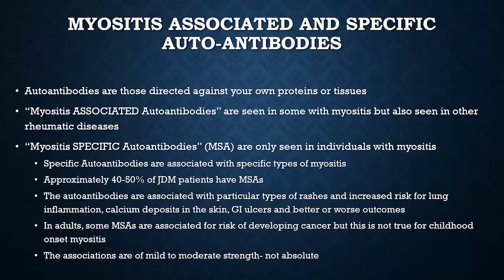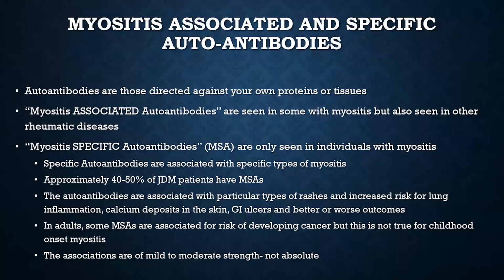And then myositis-specific autoantibodies are only seen in individuals with myositis. So they're helpful in terms of making the diagnosis, but they also have specific associations, so that some specific autoantibodies are associated with only particular types of myositis. Overall, about 40 to 50% of children with dermatomyositis have myositis-specific antibodies.